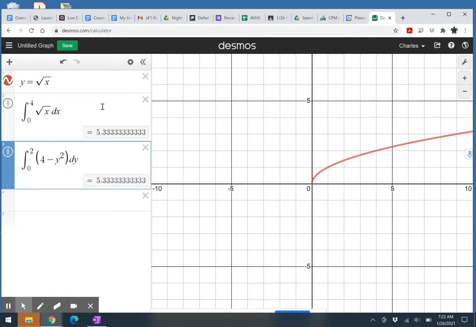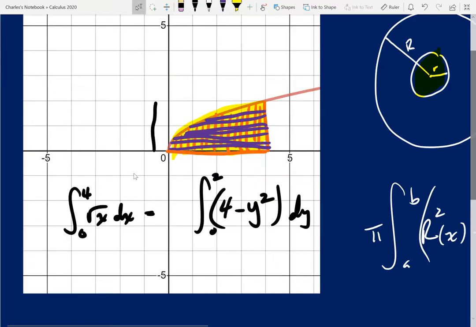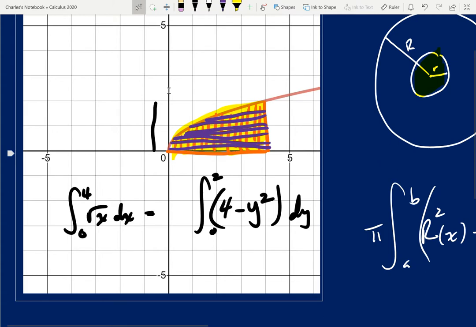So most of the time you won't have the choice. You're going to have to just notice that if it's rotating around a horizontal axis, you want to leave it in terms of x. If it's rotating around a vertical axis, you want to leave it in terms of y. If there's no space in between the shape and the axis of rotation, you're going to have disks. If there's space, you're going to have washers.